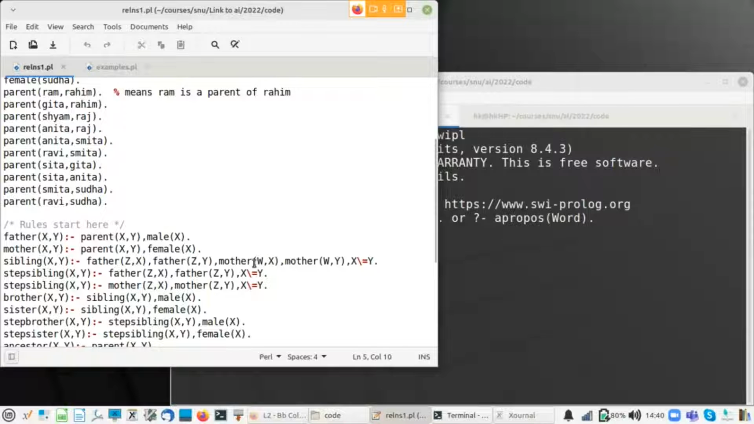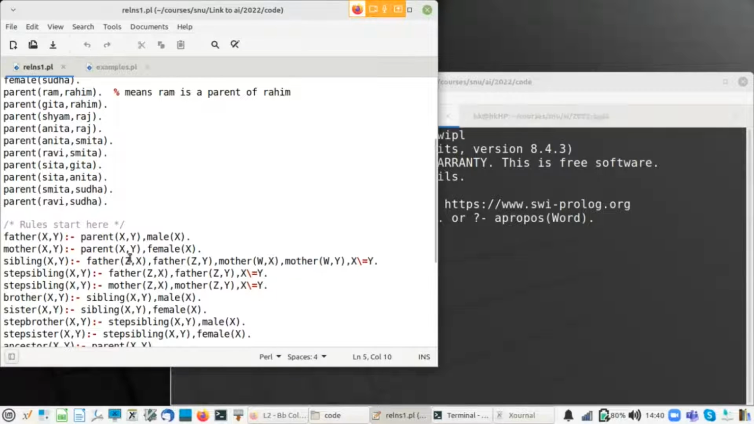Otherwise, it's usually written in the prefix format. Because you have father, this is the predicate and then your arguments. So here, each of these has to be true. Then we can claim that X and Y are siblings. Now look at step sibling.